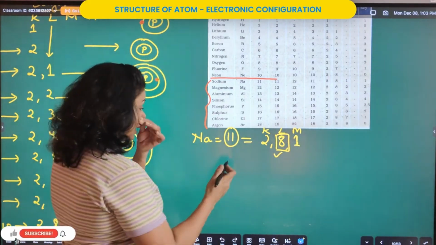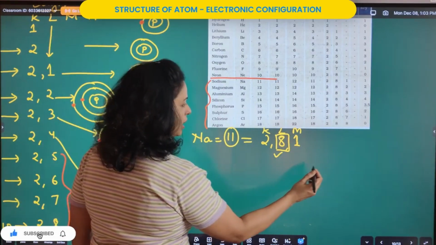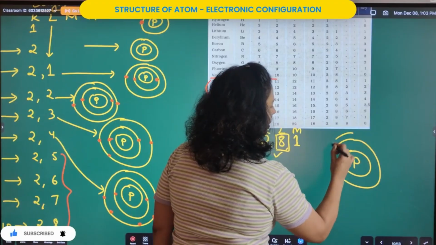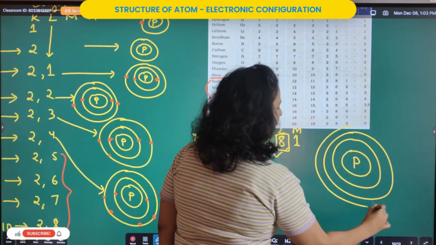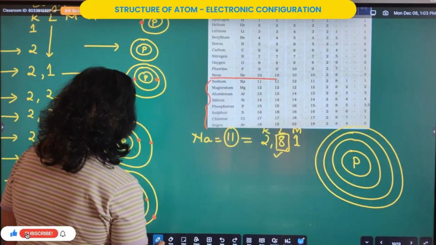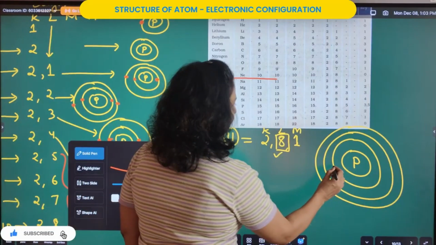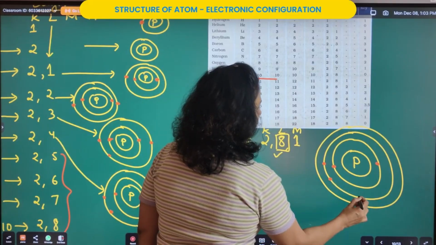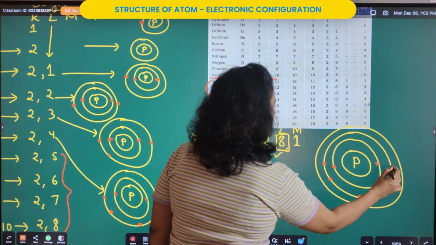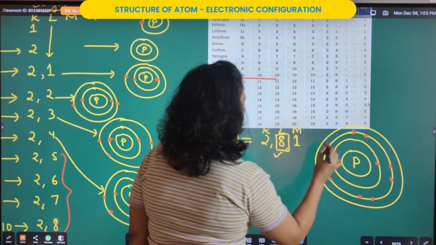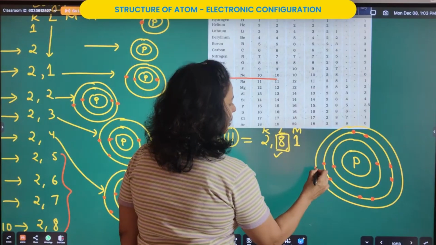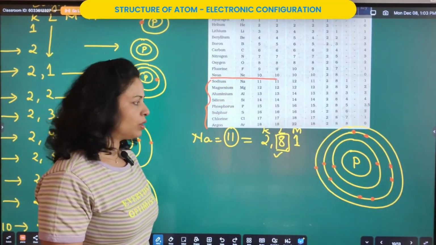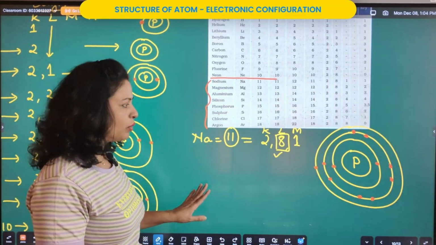Okay, so the electronic configuration will be 2, 8, 1 and its orbital structure will be, this is the nucleus, first shell, second shell, and we have to make 1 more shell. Then we will fill the electrons: 2 electrons in the first K shell, then 8 electrons in the L shell, and only 1 electron in the M shell. So this is how the orbital structure of the atom of sodium will look like.